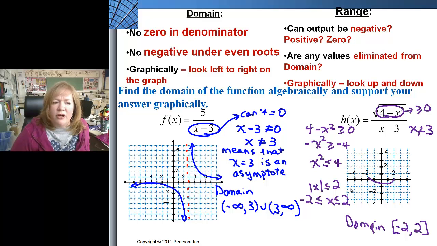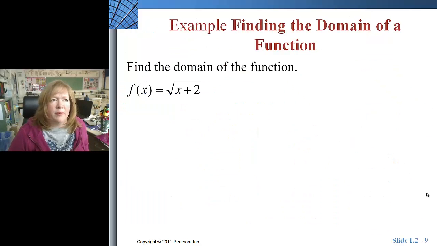Here again, if I look graphically, if I go from the left, there's no graph, no graph, no graph, then graph, graph, graph, graph, graph, and then no graph, no graph again. So there's only a graph from here to here. It clues me in to what my domain is. And so my domain only goes from negative 2 to positive 2. I will work more with you in class over finding the domains because for some reason this confuses people.